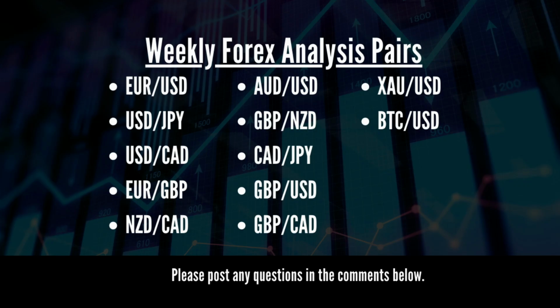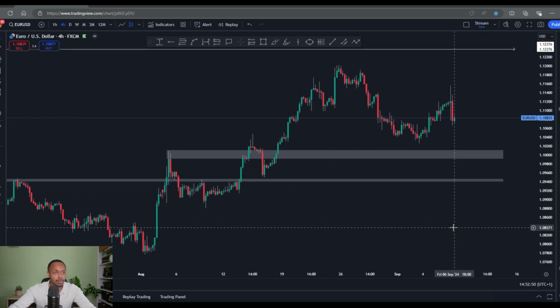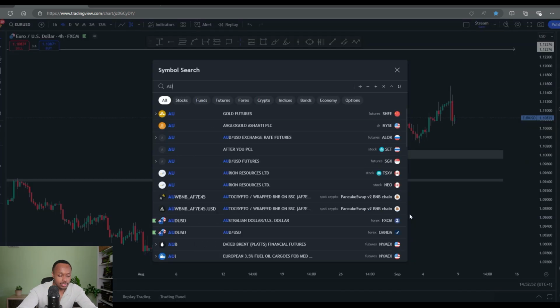On the screen are the pairs we'll be analyzing today, but make sure you stay to the end of the video because there is a bonus pair in store. Before we progress into the analysis, we'll go through my Aussie dollar trade quickly. If there is a particular pair you want to see my analysis of, feel free to skip ahead and use the timestamps at the bottom of the video. And of course, make sure you stay to the end because there is a bonus pair in store. But first things first, let's head over to Aussie dollar.